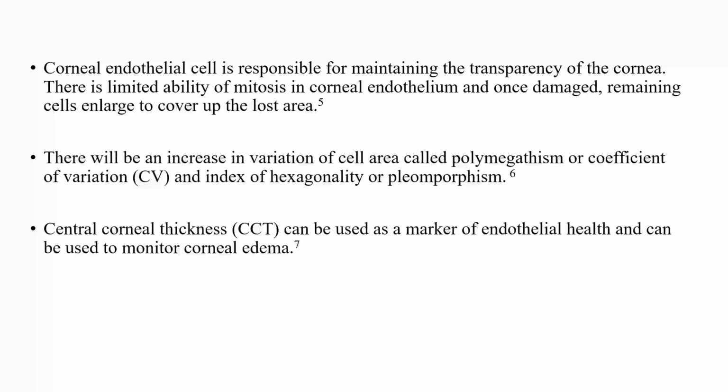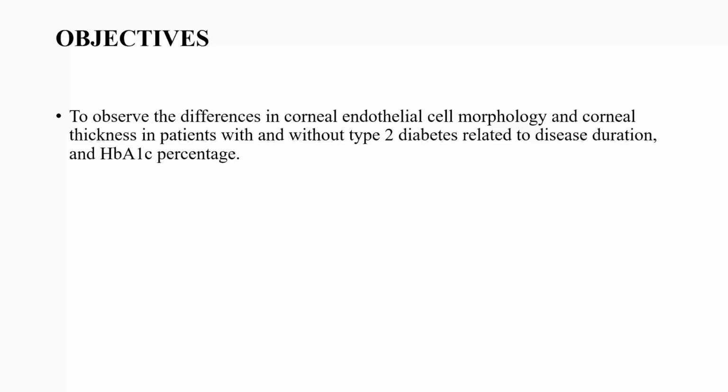Corneal endothelial cells are responsible for maintaining the transparency of the cornea. There is limited ability of mitosis in the corneal endothelium, and once damaged, the remaining cells enlarge to cover up the lost area. There will be an increase in variation of cell area, called polymegathism or coefficient of variation, and the index of hexagonality, or pleomorphism. Central corneal thickness can be used as a marker of endothelial health and to monitor corneal edema. The objective is to observe the differences in corneal endothelial cell morphology and corneal thickness in patients with and without type 2 diabetes, related to disease duration and HbA1c percentage.